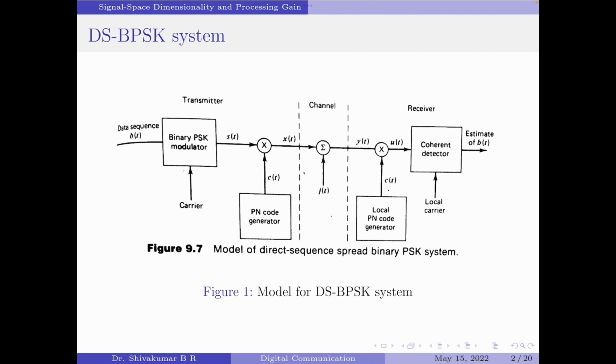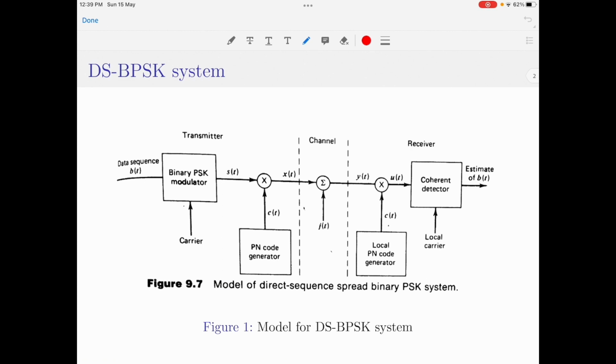Let me start this discussion with the model for the DS-BPSK system. The input to the DS-BPSK system is the binary data sequence B of t, which is fed to a binary PSK modulator that also uses a carrier, which is usually given by square root of 2 by Tb cos 2 pi fct. This modulated signal is then fed as an input to the direct sequence spreading system that uses a PN sequence given by C of t to create a spreaded signal X of t. Here, X of t is the DS-BPSK system's transmitted signal.